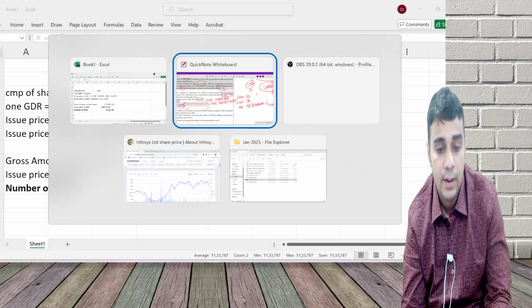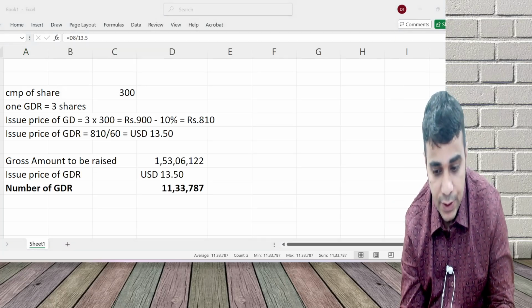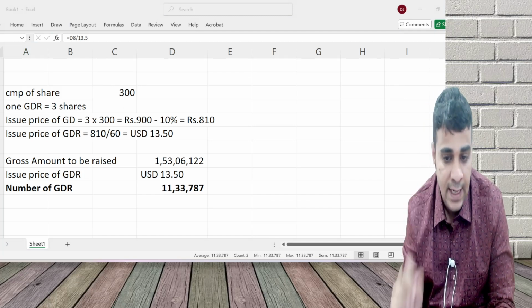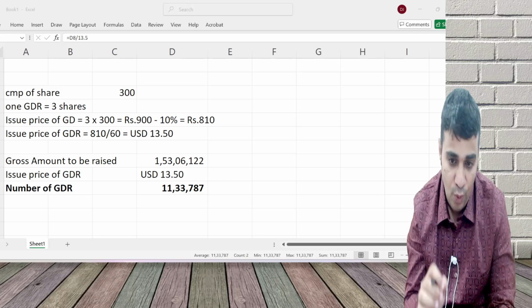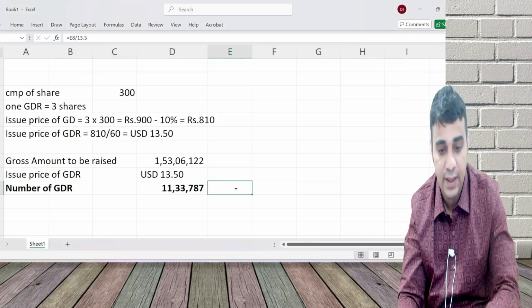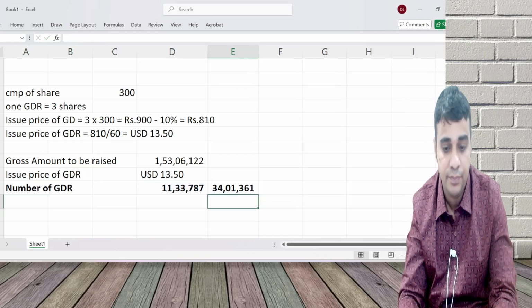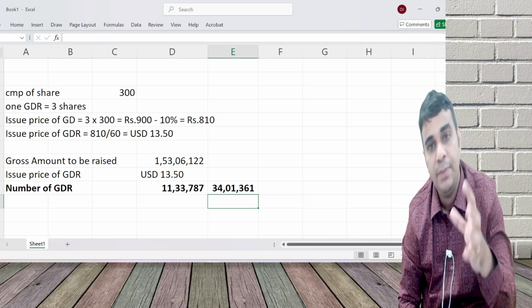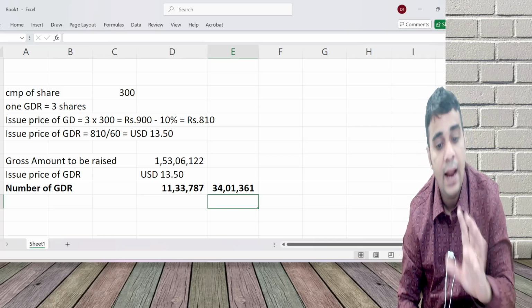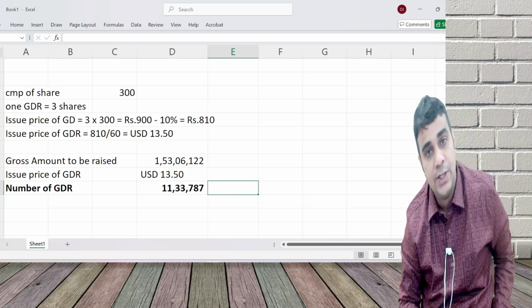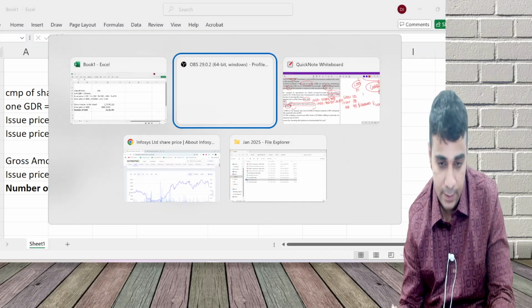Part 1 wanted the number of GDRs to be issued: 11 lakh 33,787. You are going to indirectly issue into 3, so some 34 lakh shares will be indirectly deposited and we will issue 11,33,787 GDR. This is one part.